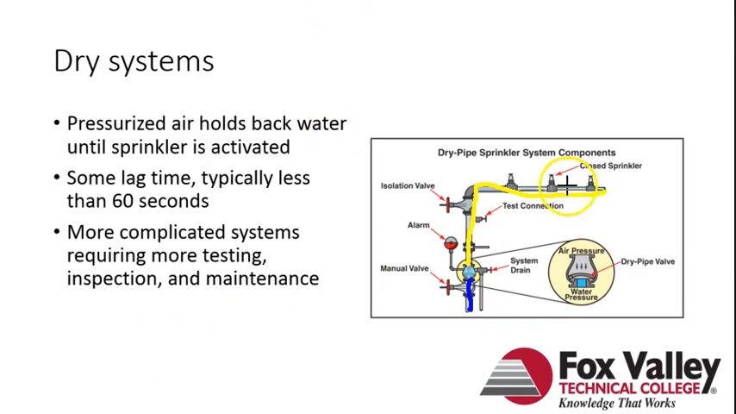Then what will happen is as one of these opens up, all the air will leak out. This dry pipe valve will open up, and your water will flow through the system and out the sprinkler head.